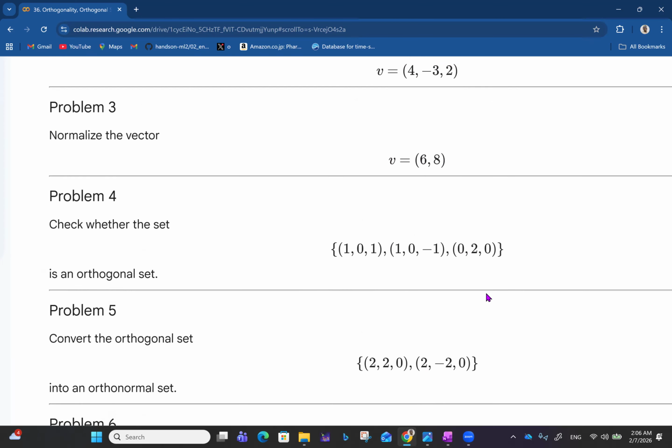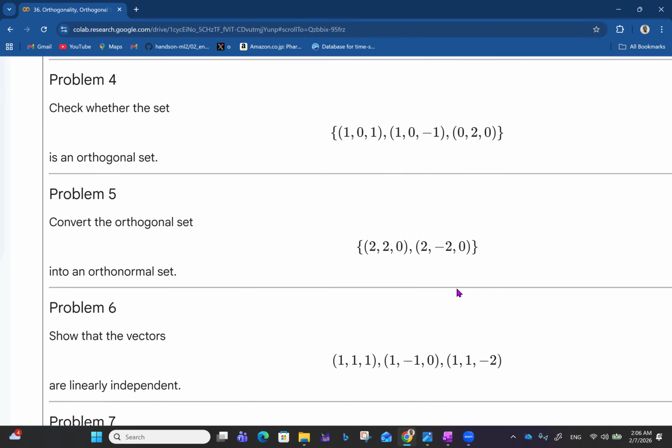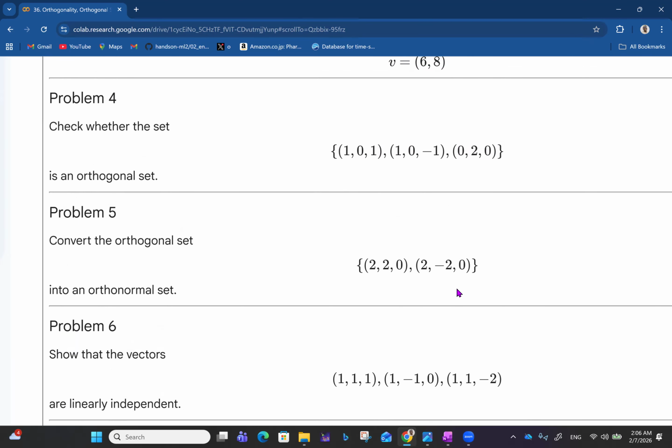You can do the same for 4. Check whether the set is an orthogonal set. So compute: 1 times 1 is 1, 0 times 0 is 0, 1 times minus 1 is minus 1. So if you do this, you get 0, right? Go for the first and the last: 1 times 0 is 0, 0 times 2 is 0, 1 times 0 is 0. Correct. Then for this one, 1 times 0 is 0, 0 times 2 is 0, minus 1 times 0 is 0. So this is an orthogonal set because for every pair the dot product is 0.